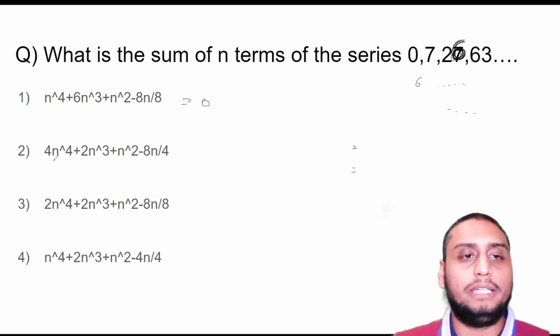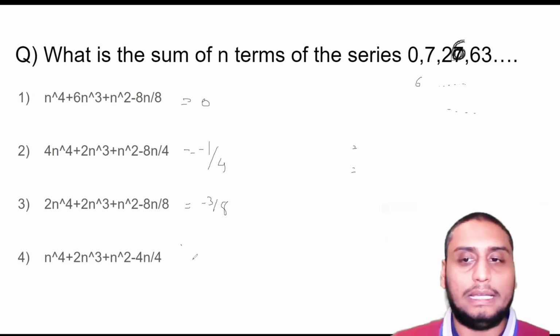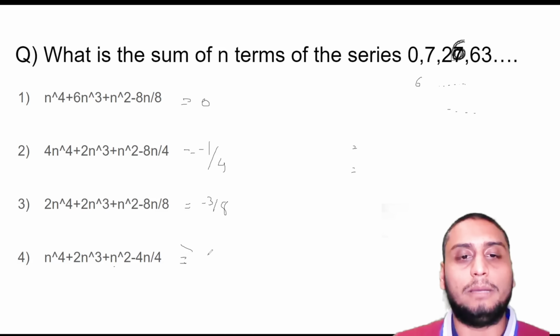Okay. Putting in 1 in this, 4 plus 2, 6, 6 plus 1, 7. 7 minus 8 is minus 1. So minus 1 by 4. Putting n equal to 1 in this, 2 plus 2, 4. 4 plus 1, 5, minus 8, I think minus 3 by 8. And putting in this, 1 plus 2, 3. 3 plus 1, 4. 4 minus 4 upon 4, 0. So you can see that the sum of one term comes out to be 0. So only two options are there, either of these.